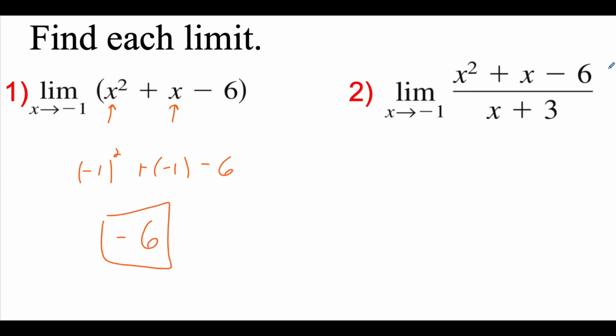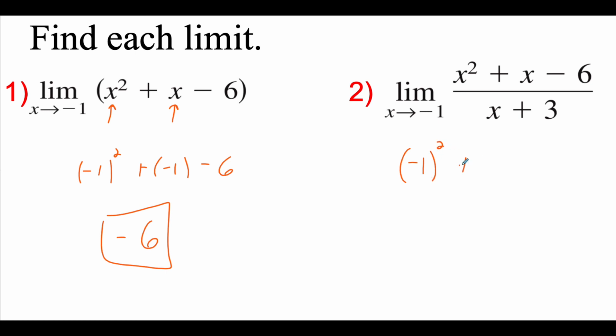Take a look at this example. We've got a rational function, so the limit of x squared plus x minus 6 being divided by x plus 3 as x is approaching negative 1. If I do my direct substitution here, the first thing that I need to check is to make sure that that denominator would not be 0, because you can never have 0 on the bottom of a fraction. It won't end up being 0, so we're safe to do the substitution here.